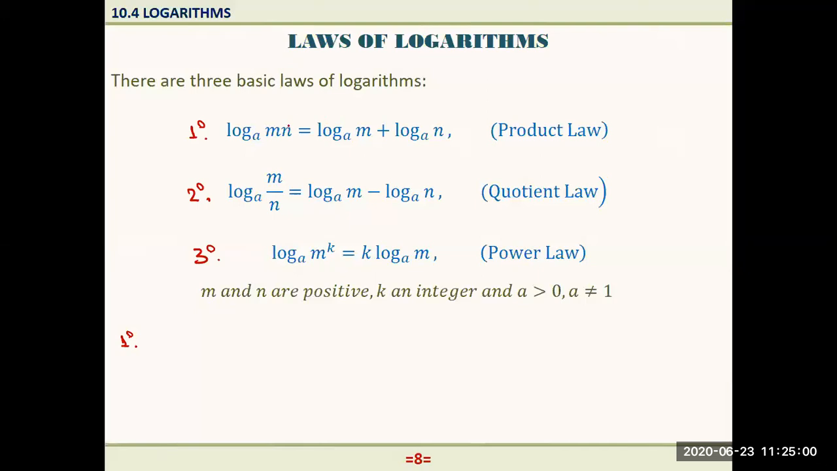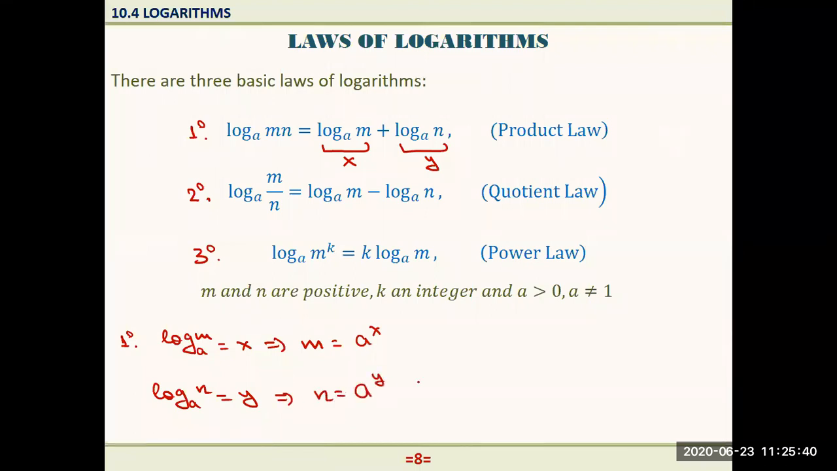Here it's saying that logarithm of m times n to the base a is equal to this. I assume that this thing is equal to x, and this thing is equal to y. What we have here: logarithm of m to the base a is equal to x, and logarithm of n to the base a is equal to y. Using the definition, m equals a to the power x. How about this? That's n equals a to the power y, right?